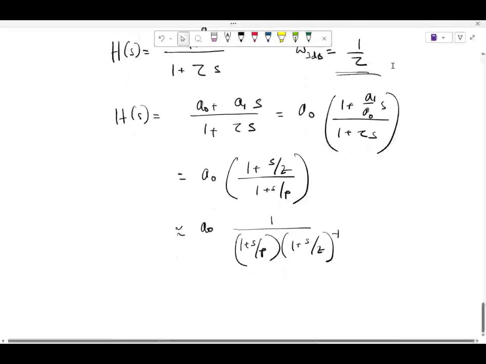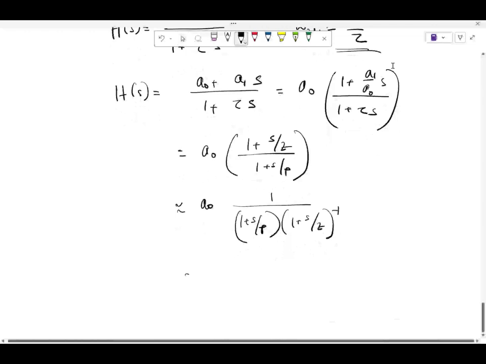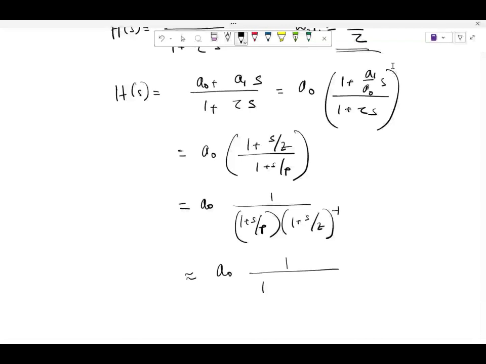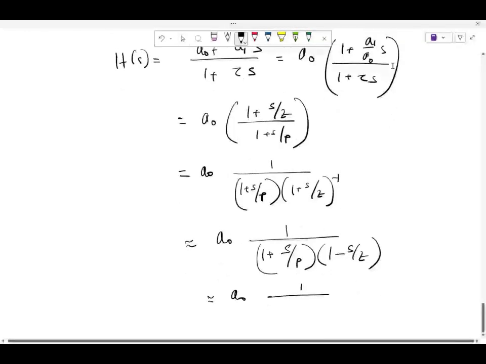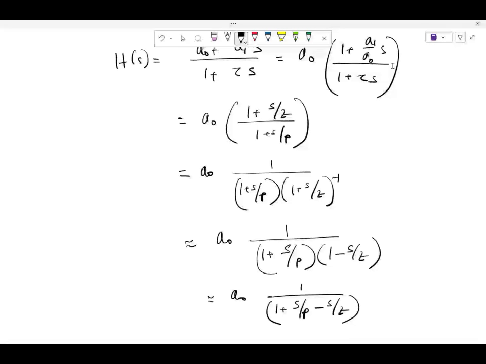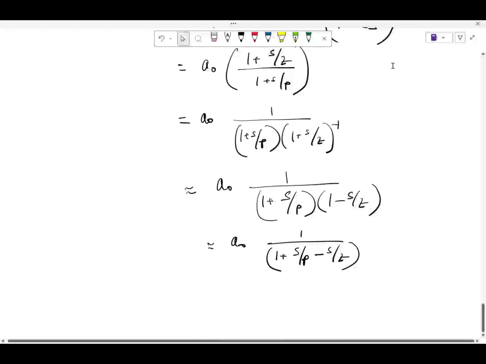so I do a Taylor series and retain the first order terms. So this is not approximate, this is exact. This is approximate. Right? So again, another set of approximation, 1 by 1 plus S by P minus S by Z. Correct? I can do that. So again, all those approximations are erroneous, but still a better situation than earlier, right?